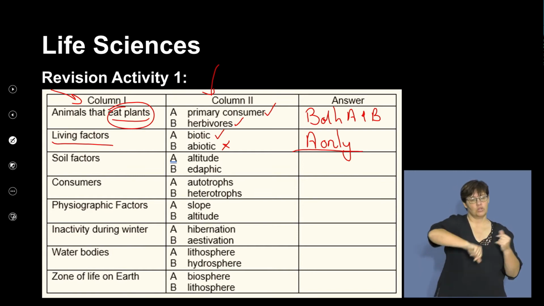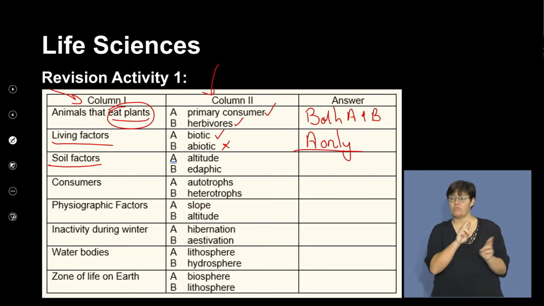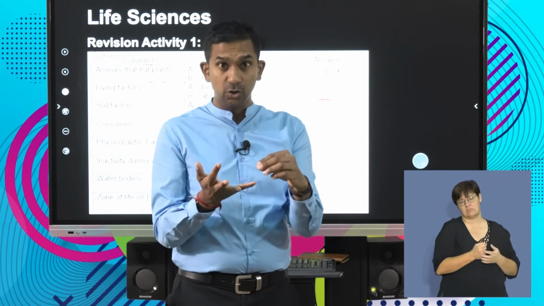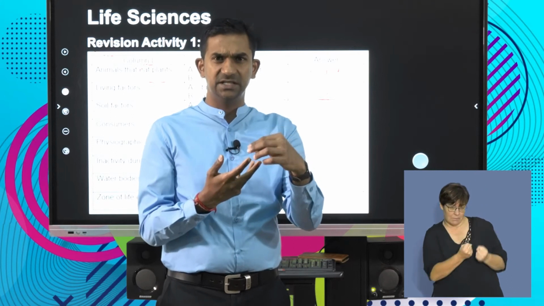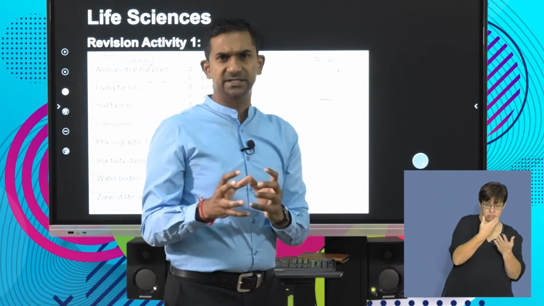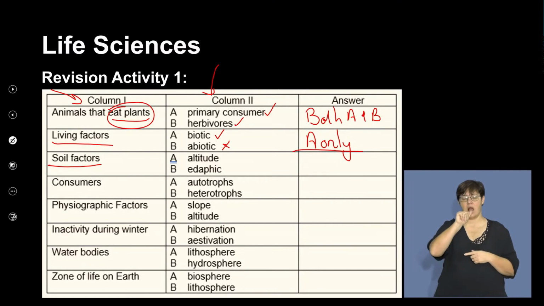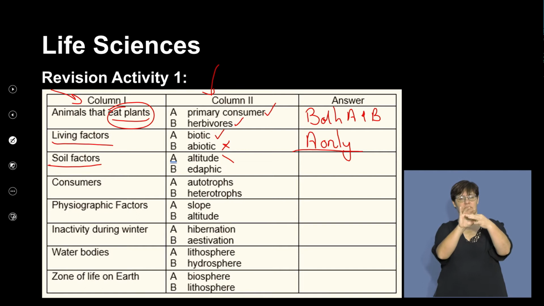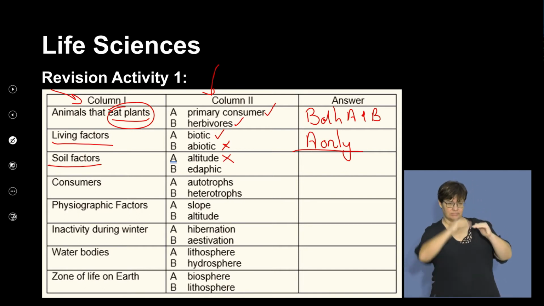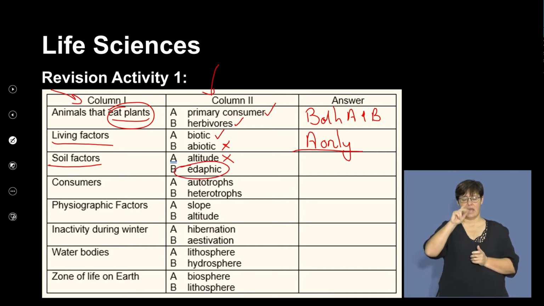The next concept is soil factors. When we look at soil factors, again, soil factors refer to the factors that affect the soil. So this would include the pH, the humus content, water retention capacity, the air retention capacity. So again, the concept of altitude is not a soil factor. It is a factor that relates to physiographic or the layout of the land. Edaphic factors are again factors that affect the soil. So that would be B only.